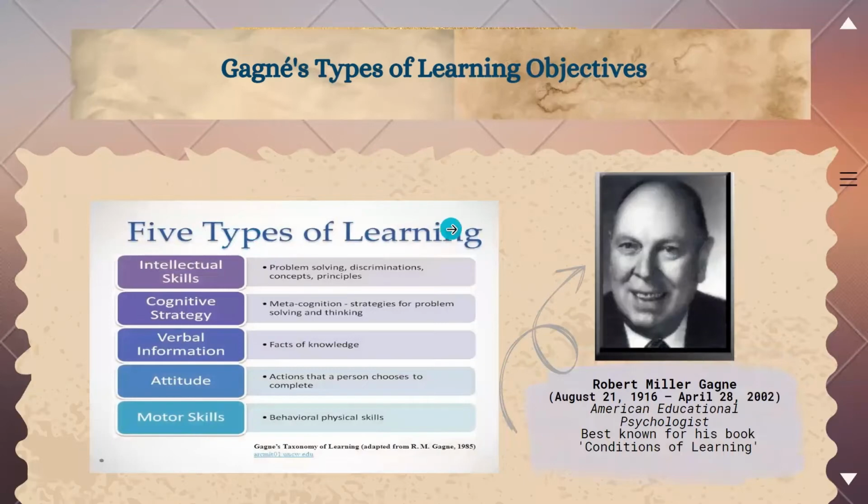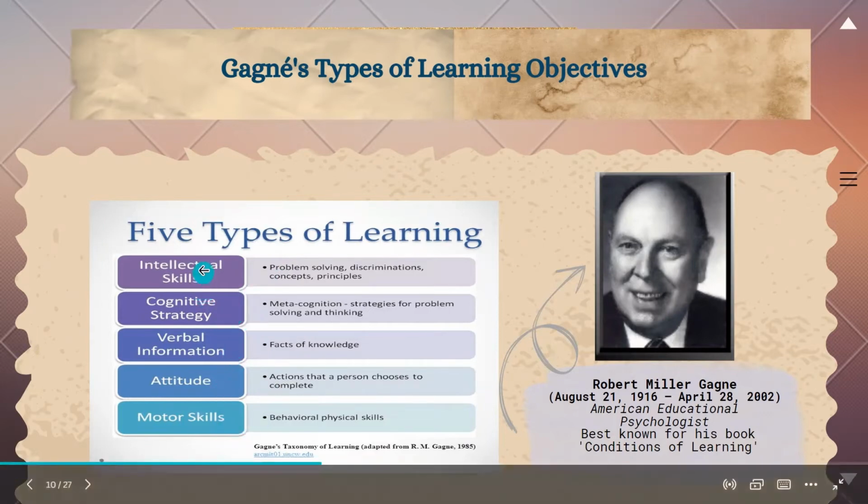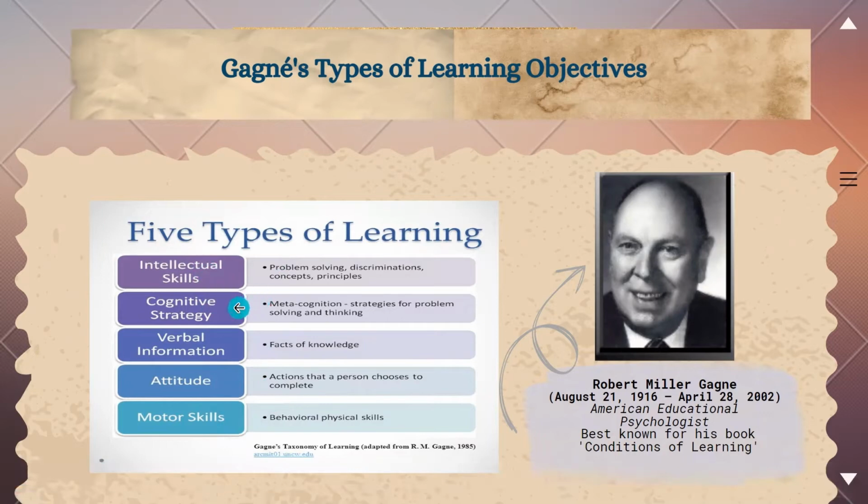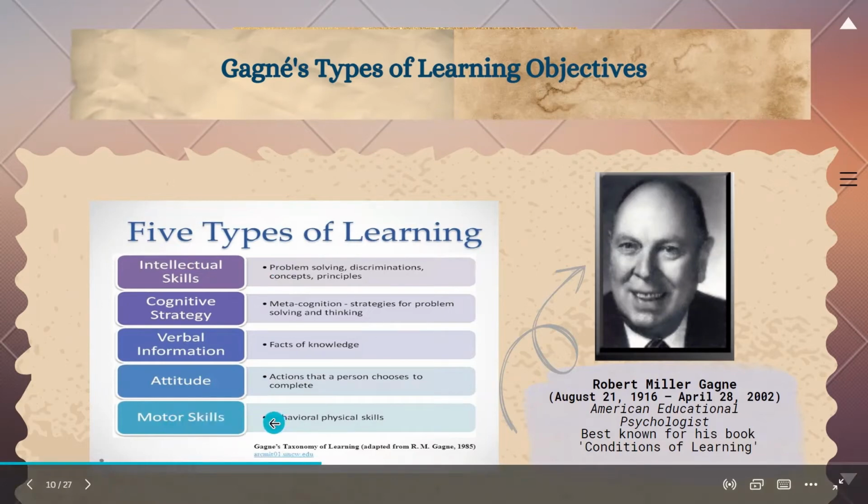So in summation, the five types of learning by Gagne are intellectual skills, cognitive strategy, verbal information, attitude, and motor skills. Intellectual skills, cognitive strategy, and verbal information are under the what? Under the cognitive domain. And the attitude is under the affective domain, and then the motor skills is under the psychomotor domain.